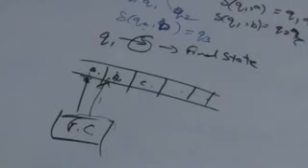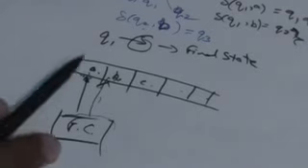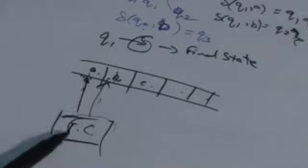So a finite automata can be visualized as a machine having an input tape, a read head, and a finite control. Thank you.